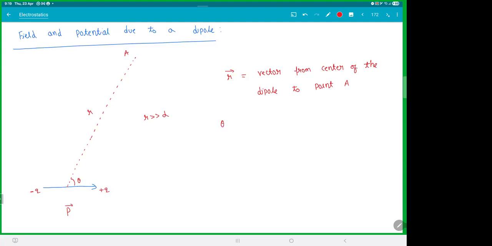Right, and now the angle theta. This is how we take the angle. Theta is measured from plus to minus. The orientation is important. So theta is the angle between P bar and R bar. So this would be your R bar. Remember, how do you get the angle between two vectors? Tail to tail. So theta goes from plus to minus. So that is how you can remember.